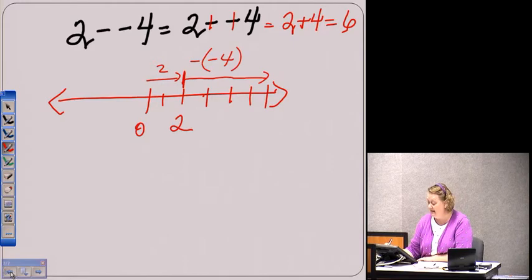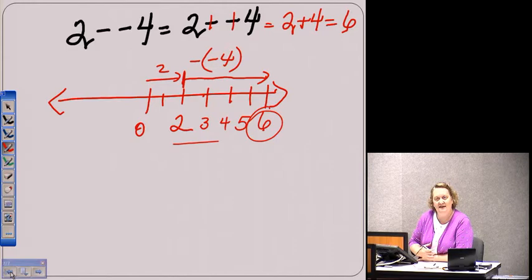And where does that end up at? 3, 4, 5, 6 ends up at a +6. In other words, I've got to do the opposite of taking away 4, which is adding 4. To take away a negative, I've got to add, because taking away is always to do the opposite motion. And that's what you've got to remember about these.